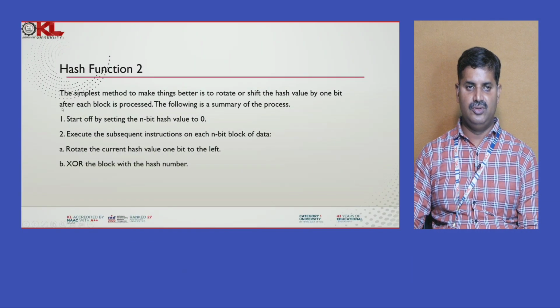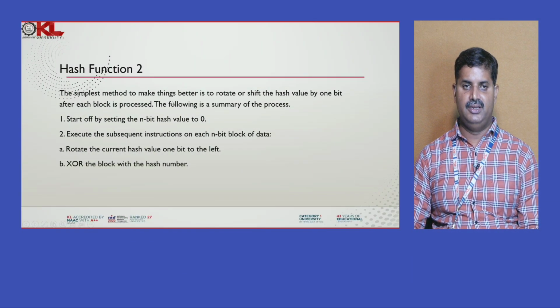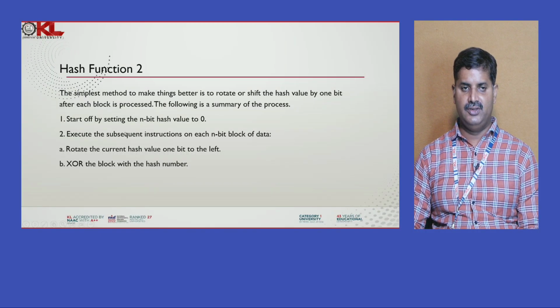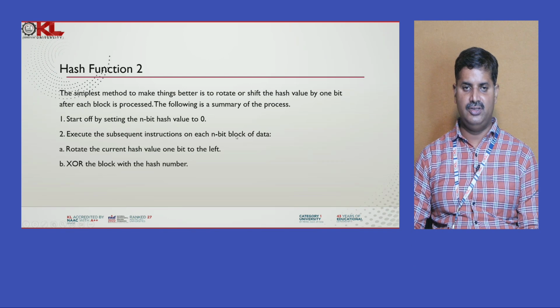Coming to hash function 2, the simplest method to make things better is to rotate or shift the hash value by 1 bit after each block is processed. The following is a summary of the process. First, start by setting the n-bit hash value to 0. Second, execute the subsequent instructions on each n-bit block of data: rotate the hash value 1 bit to the left, and then exclusive-OR the block of bits with the hash value.